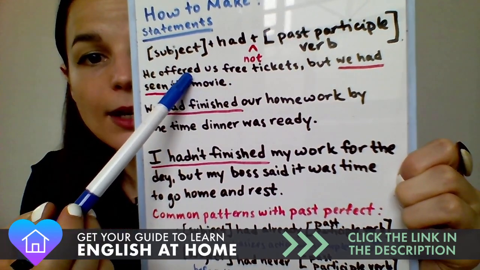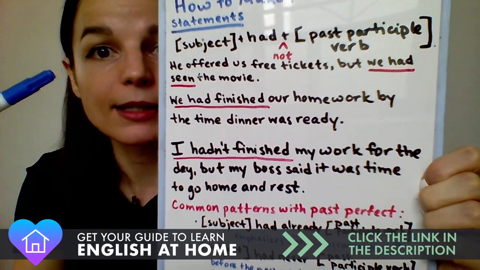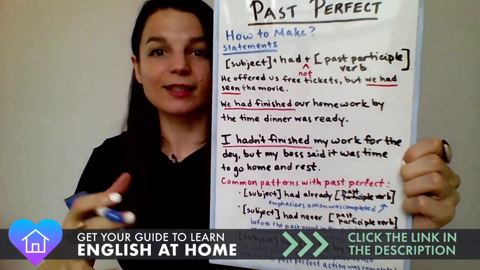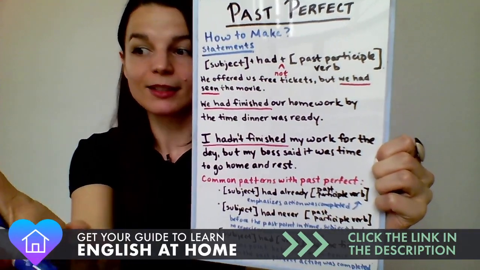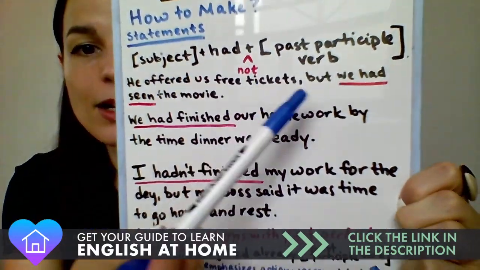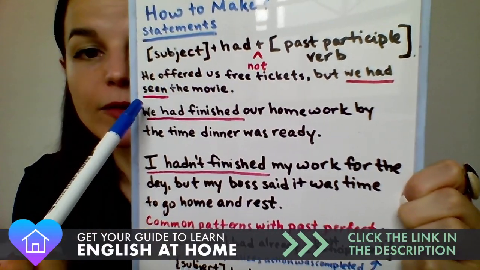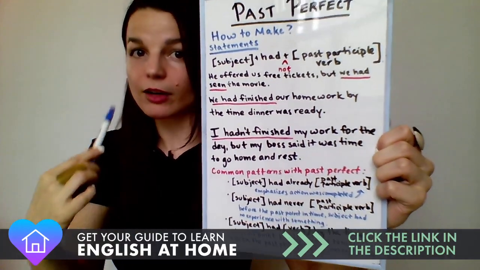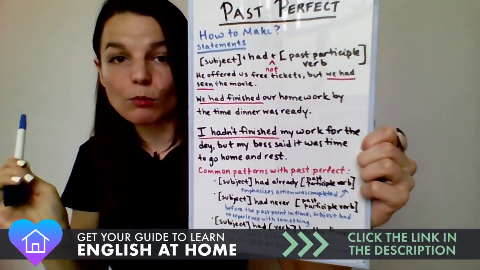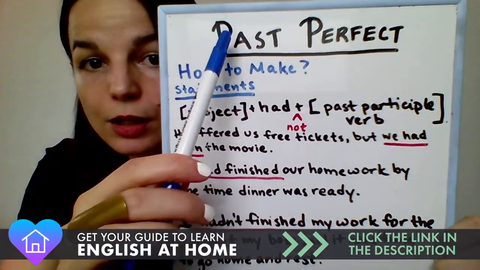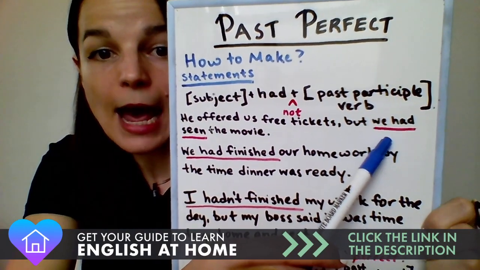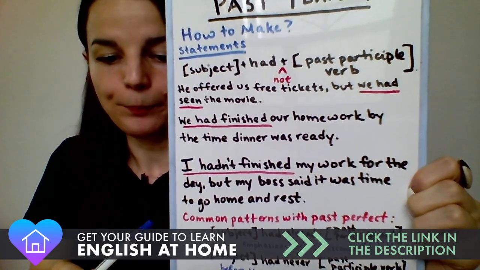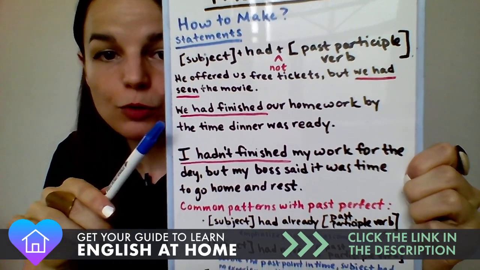So offered is my simple past tense action, but we had seen the movie. So in this situation, someone says, I have free tickets. Would you like to see this movie? You can have these. But we had seen the movie. So that means before this person offered us the tickets, we had seen the movie. So we use past perfect to express that this action happened before this action. Okay? All right, let's go on to example number 2.